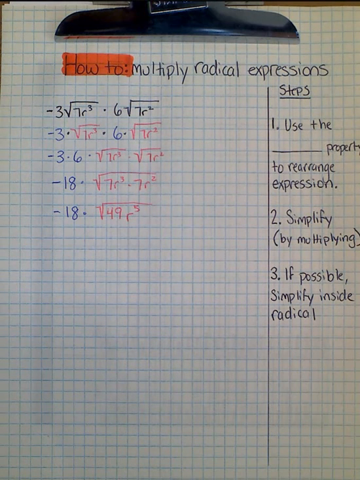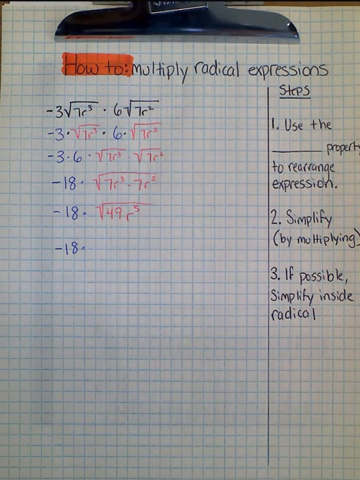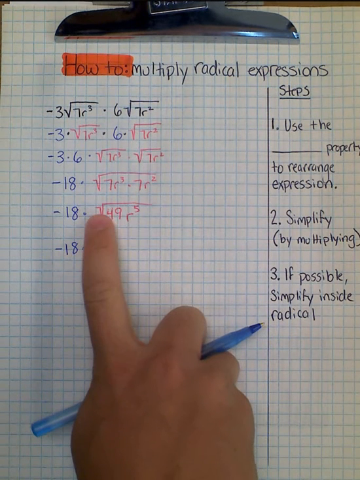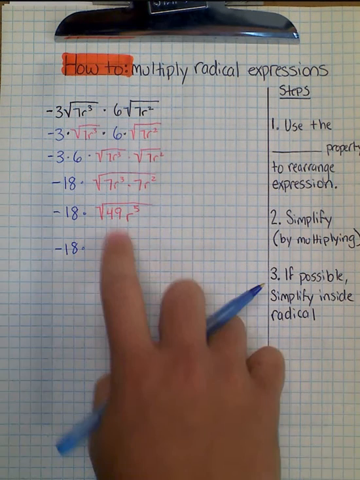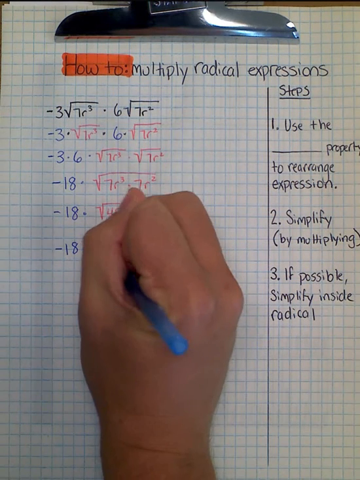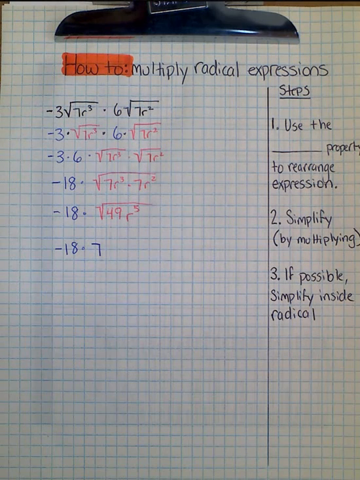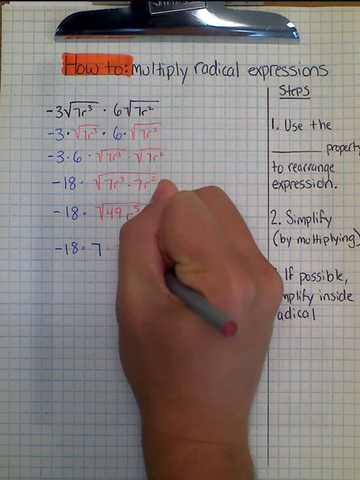So this is what we worked on yesterday. And again, I'm just going to bring down my negative 18 for right now. And I know that inside this, remember, we can think of this as two square roots, the square root of 49 times the square root of r to the 5th power. The square root of 49 is a perfect square. It's equal to 7. So since we have a positive square root, I'll take the positive factor, negative 18 times 7. And now we're going to be left with r to the 5th.